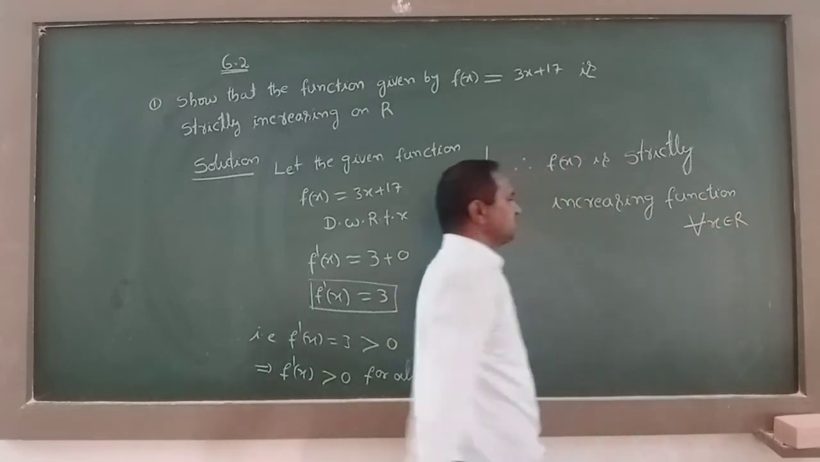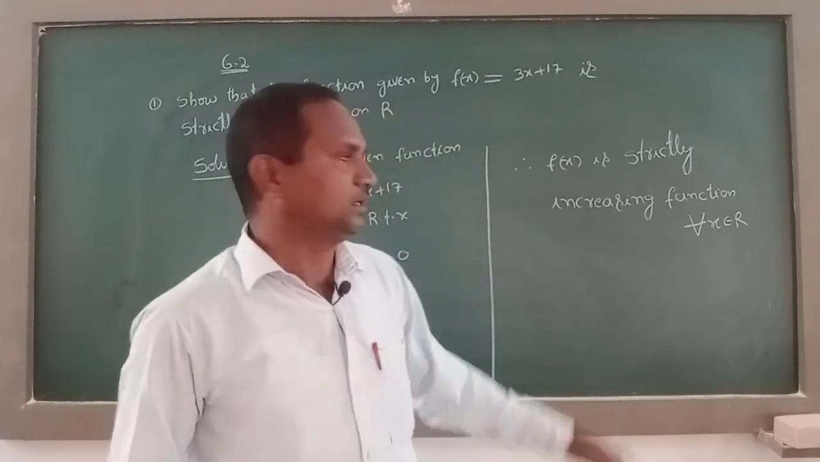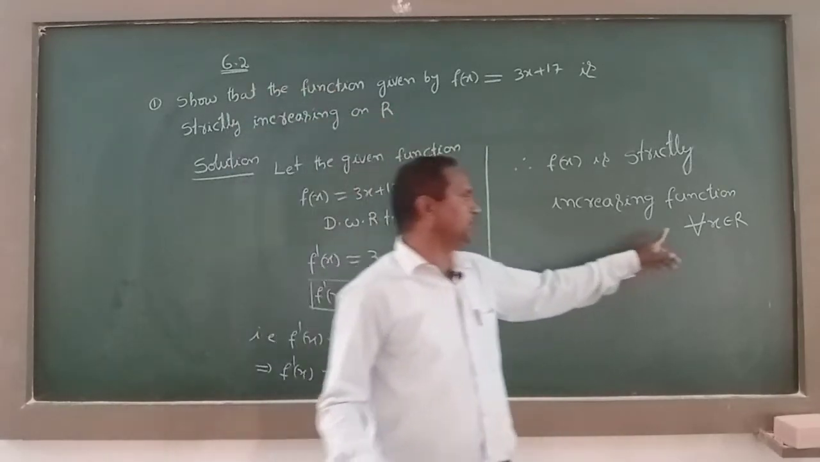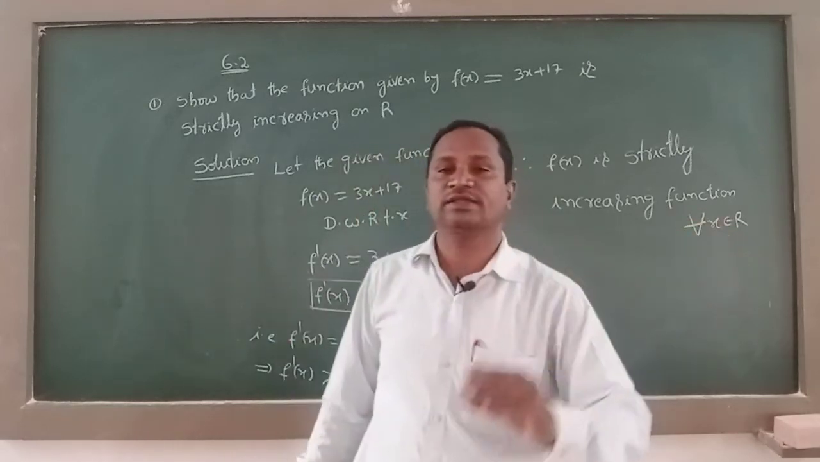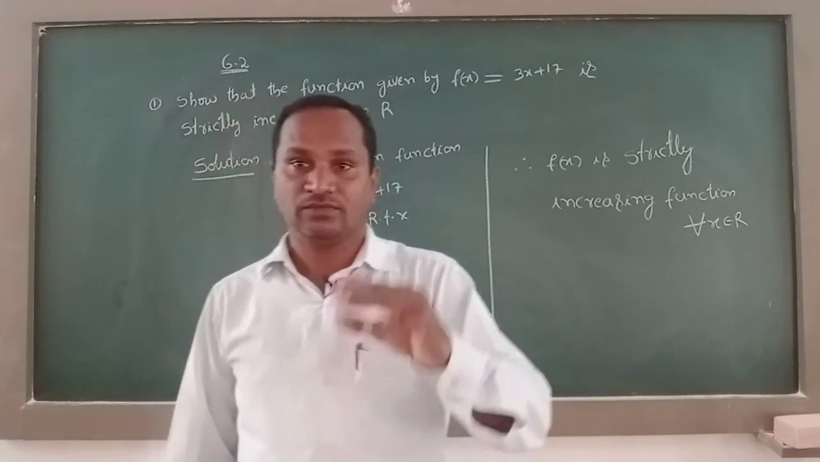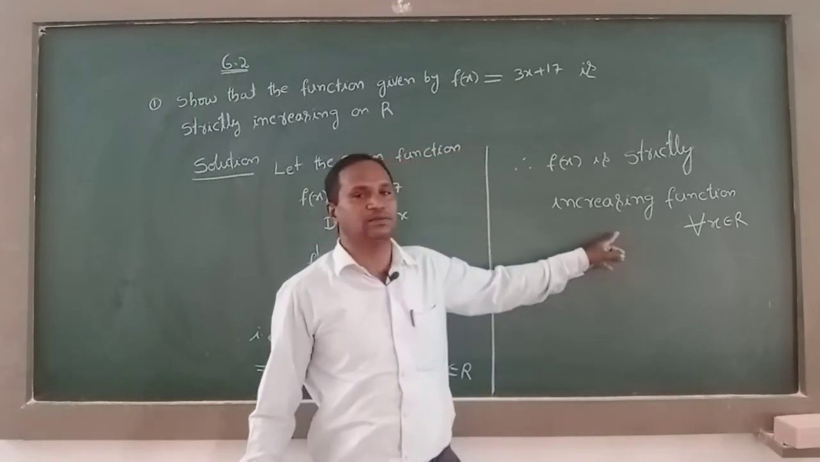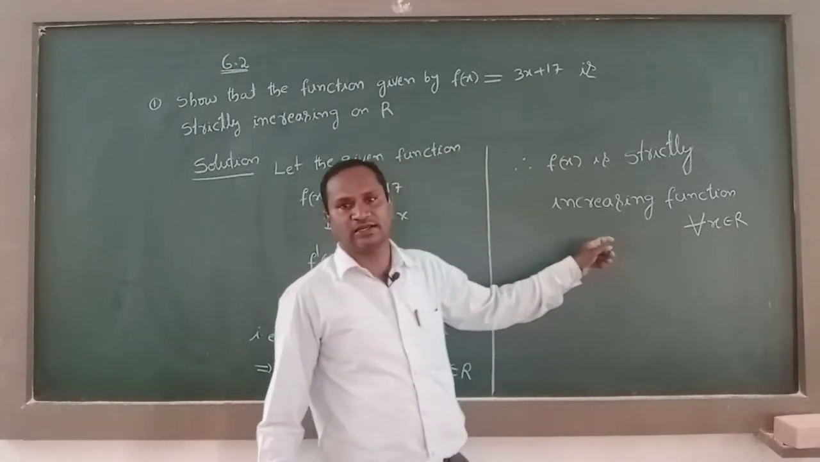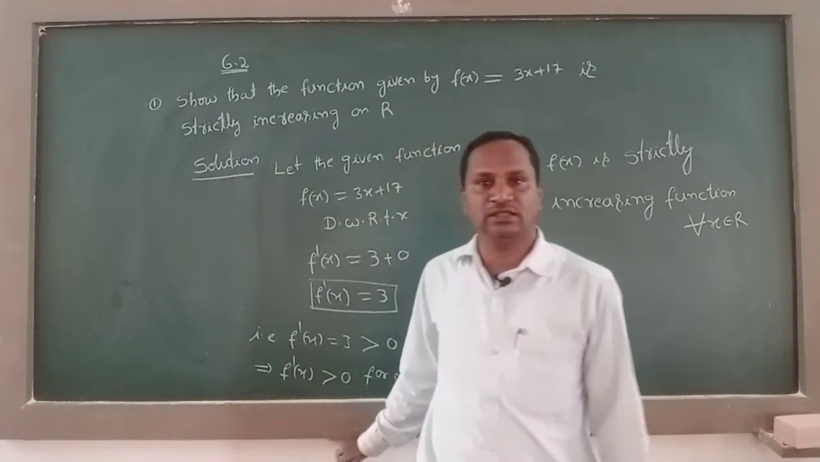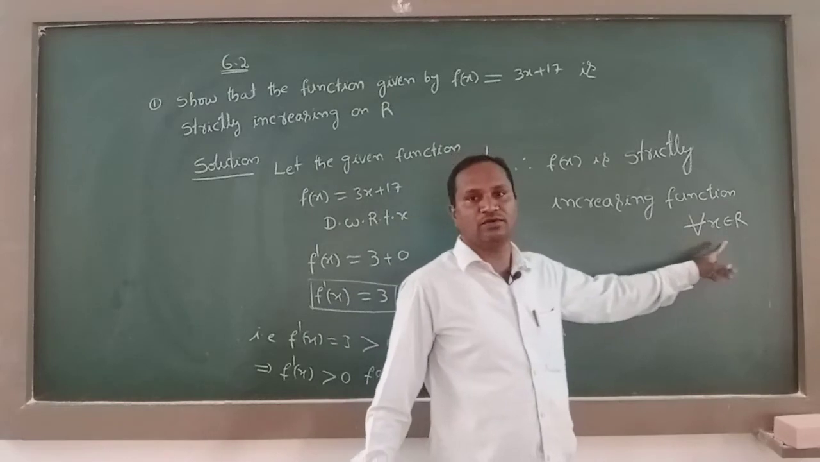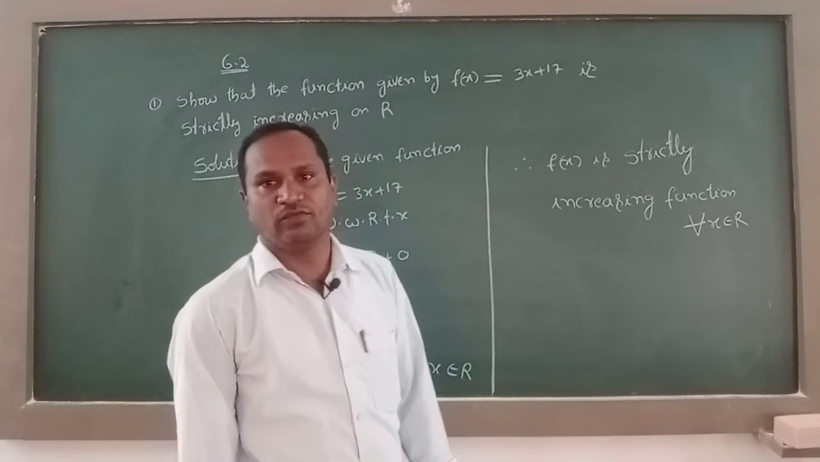If you don't want to write this symbol, you can write for all, for each, for every. It's the letter V with a horizontal line across it, and it always represents for all, for each, for every. All these three meanings are represented by this symbol, so there is no need to write the words; directly you can use the symbol: for all x belongs to capital R. Now we are going to solve another question.